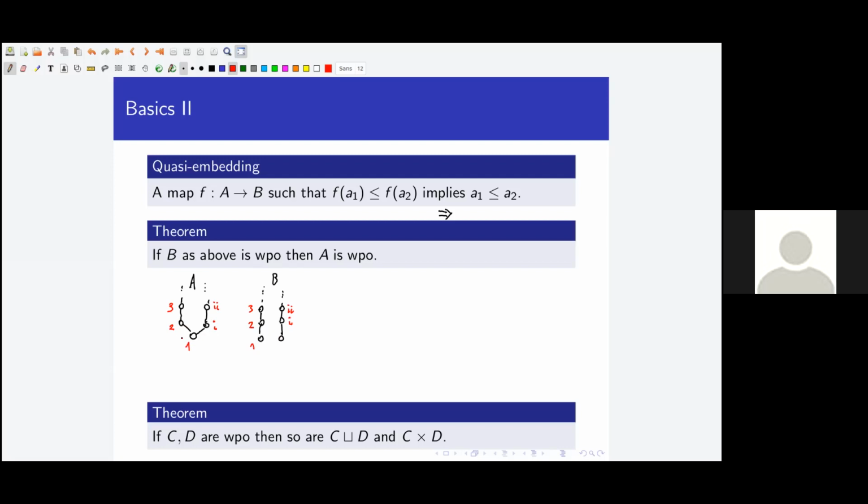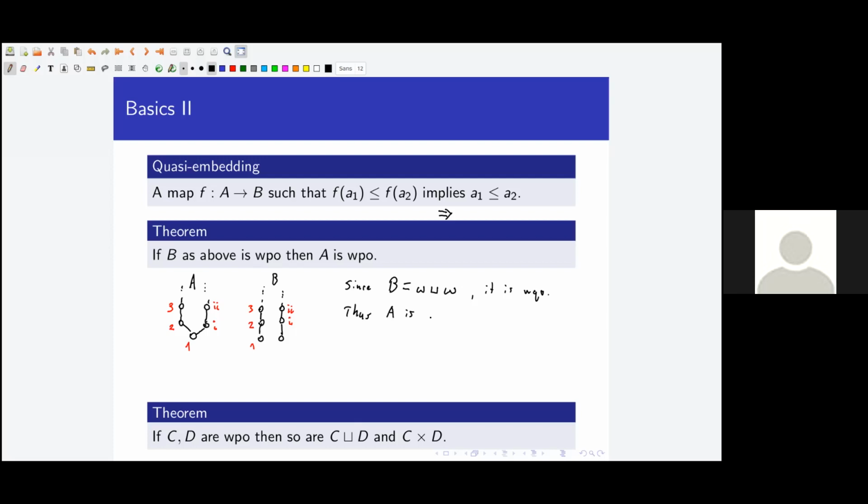But you can check that this mapping matches the definition of quasi-embedding, and then as a result of the theorem above and the theorem below, since B is a well-partial order, well, let's not get ahead of ourselves, since B is isomorphic to a disjoint union of two well orders, actually, it is well quasi-ordered. The theorem below is straightforward to prove, as is the theorem above.